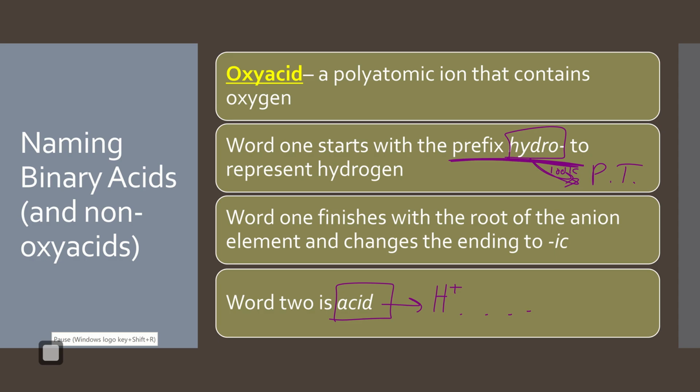So hydro means look at the periodic table, and after hydro you will have the root of the anion element, but you change the ending to the suffix ic. So it's going to be hydro-something-ic acid, and that something comes off the periodic table.